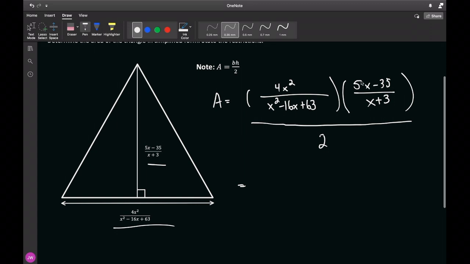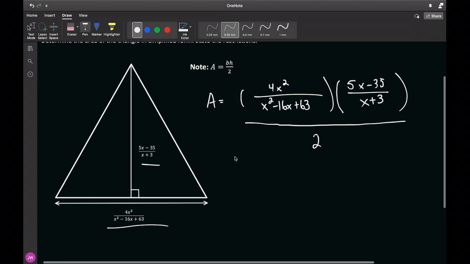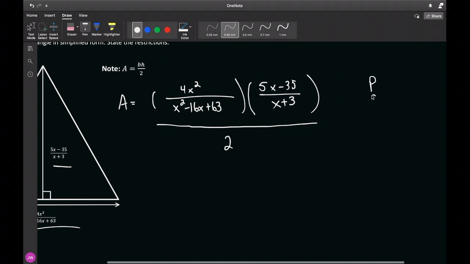So let's just start factoring this. I'm going to do this off to the side here. So let's do our little PSI, and we're going to be factoring this simple trinomial here. The product is always the product of A times C. So 1 times 63 is 63. The sum is going to be the B, which is negative 16.